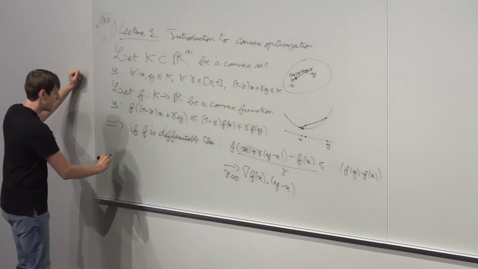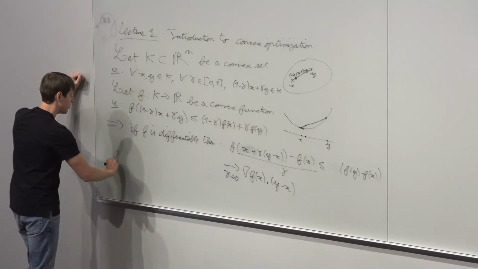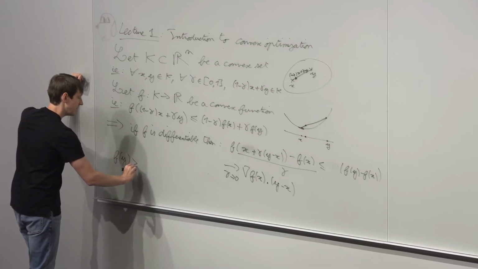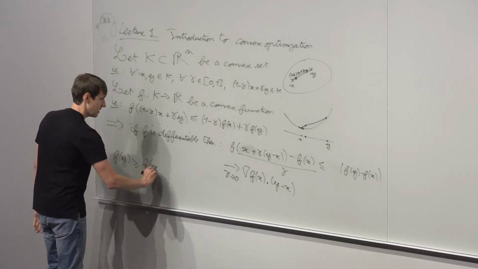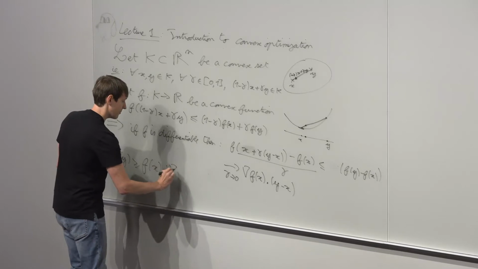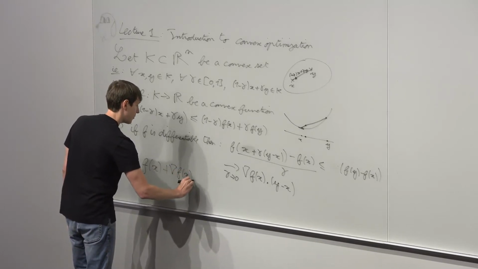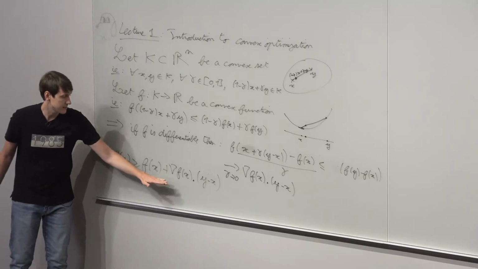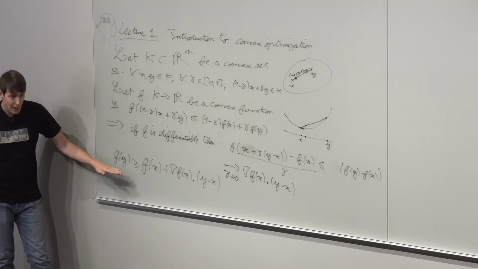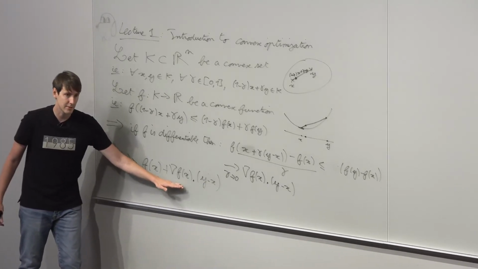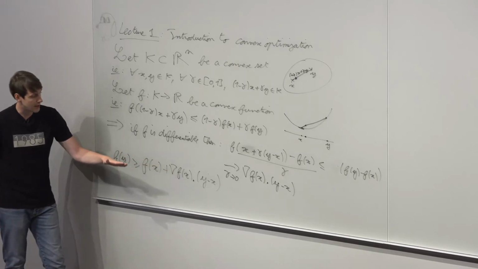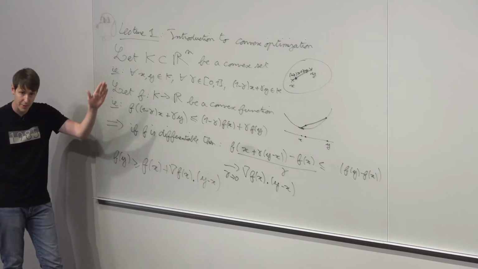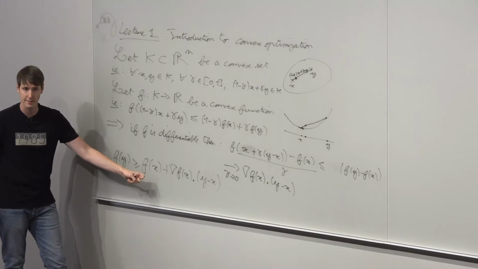Let me just rearrange the inequality. We get that f of y is bigger than f of x plus grad f of x inner product with y minus x. So what is this? As a function of y, it's f. And what is this as a function of y? This is exactly the linear function. This is the first order Taylor approximation of the function at the point x.